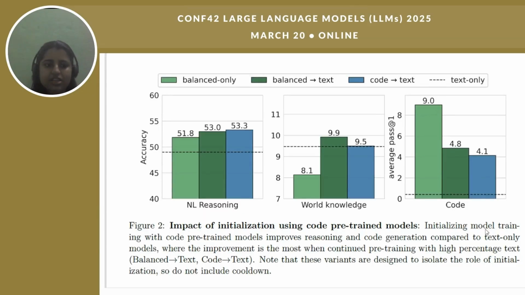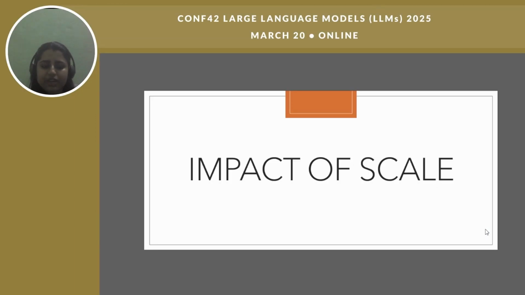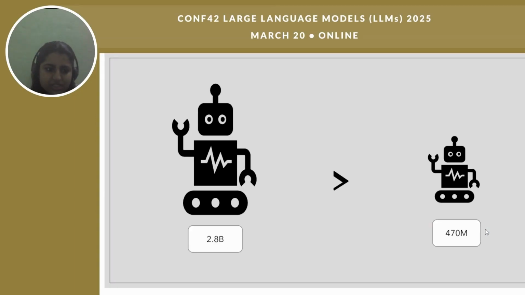Let's see what happens. During exam time, for natural language reasoning, code-initialized text has the best performance, followed by balanced-initialized text. For world knowledge tasks, balanced-initialized text has the best performance, and for code generation, the balanced-only robot has the best performance. Then we have the impact of scale. We are considering two sizes, 470 million and 2.8 billion parameters. Continuing with our robot analogy, it turns out bigger robots did much better at everything.